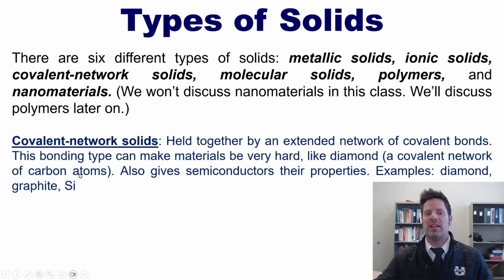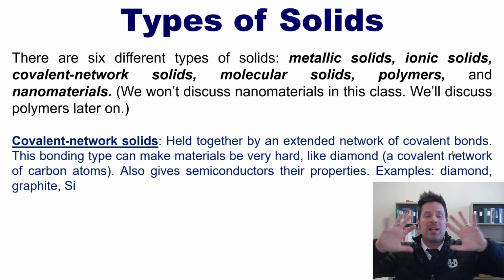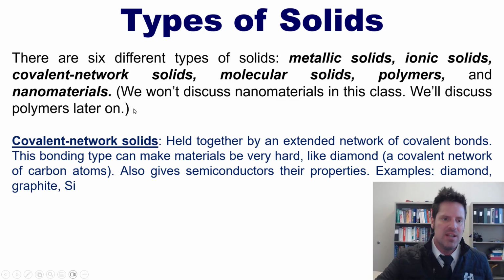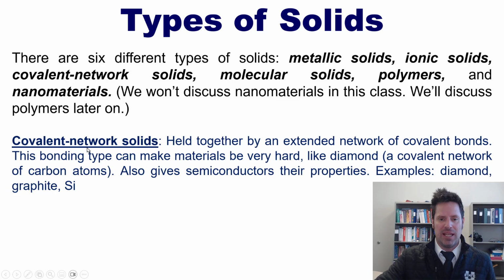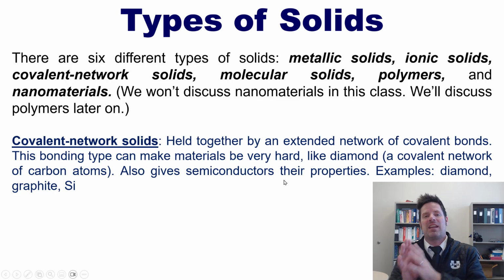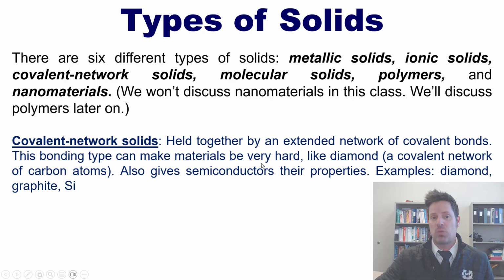The next type is covalent network solids. These contain all nonmetals. However, unlike typical molecular solids, these nonmetal substances are held together by an extended network of covalent bonds latticing 3-dimensionally in all directions around the atoms. This bonding type can make materials very hard and include diamond, which is a covalent network solid made solely of carbon atoms, as well as silicon. Additionally, this property gives semiconductors their properties, the ability to only semiconduct electricity. That is, to be partially conductive and partially insulative, which leaves us with molecular solids.